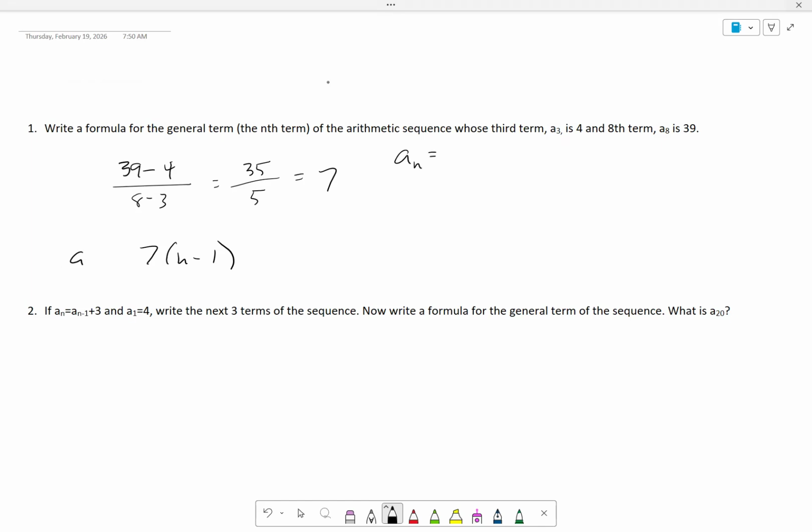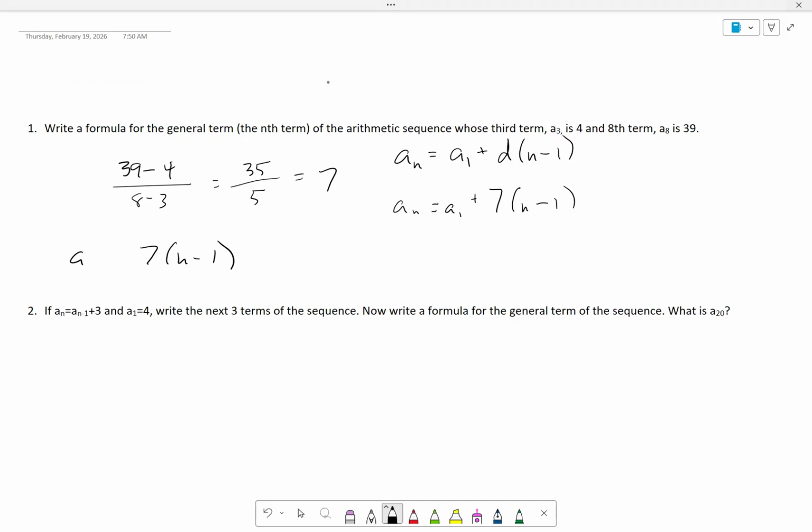what was this? A sub one. Does this look familiar? Is this what he did? I'm not sure. A sub one plus d times n minus one. So I think that's what you're talking about, the n minus one. Okay. So you're saying we found d, so we could say something like a sub n equals a sub one plus 7 times n minus one.